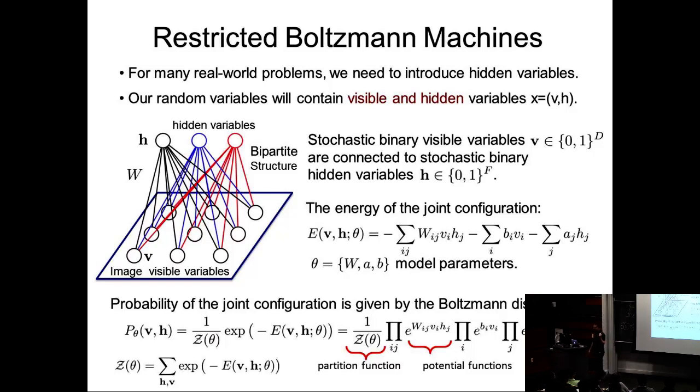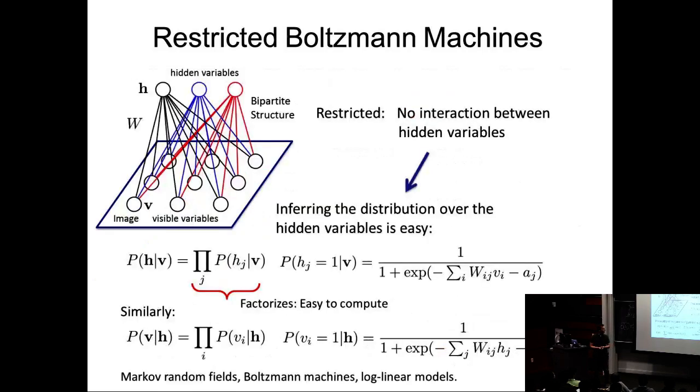I can write it in terms of the negative of the energy, or I can write it as a product of potential functions, whichever way I want, because they're the same thing. There's a whole bunch of potential functions. Each potential function is going to be Vi, Hj, Wij, depending on my parameters W, plus these unary potentials. Or I can write it as an energy function, right? Okay?